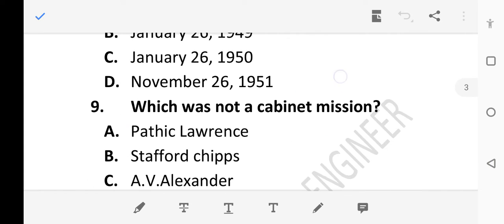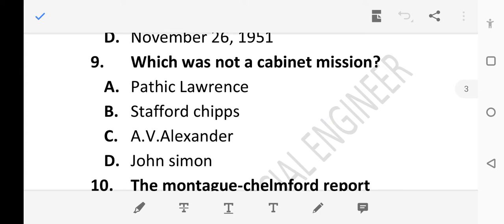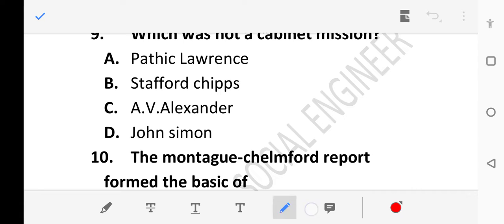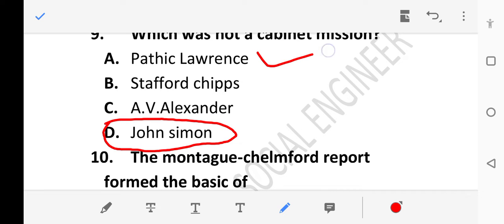Next question, question number 9. Which was not a cabinet mission member? Patrick Lawrence, Stafford Cripps, A.V. Alexander, John Simon. So option number D is the right answer. They were not members of the cabinet mission. All three persons were members of the cabinet mission. So option number D, John Simon, who came to India in 1928 as the Simon Commission, but not in the cabinet mission that came in 1946.